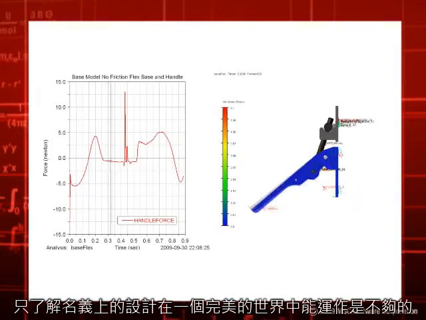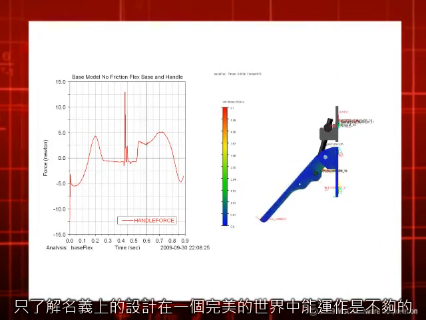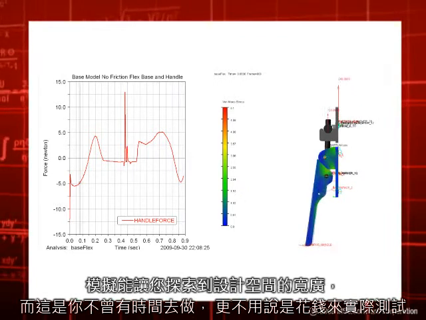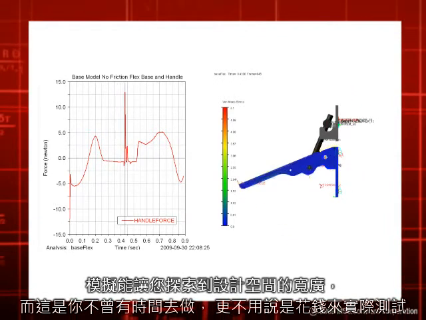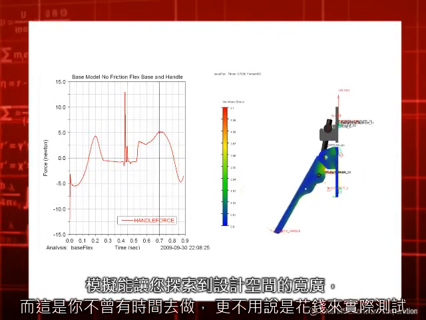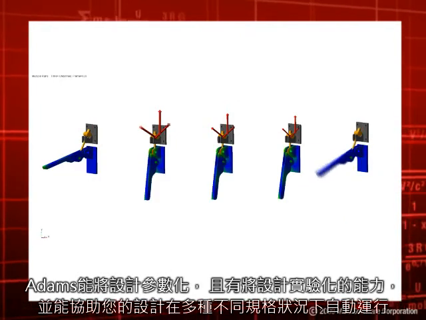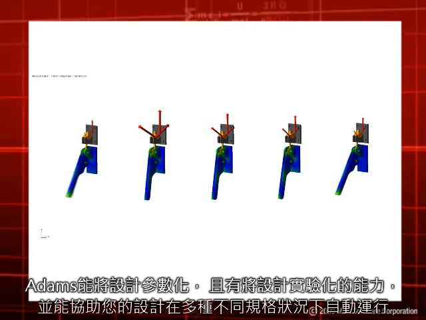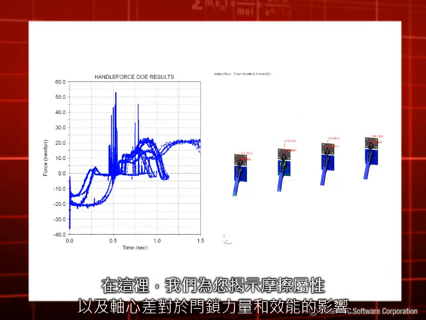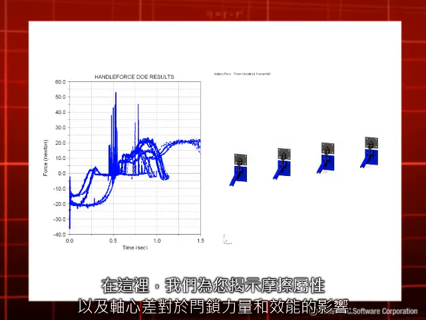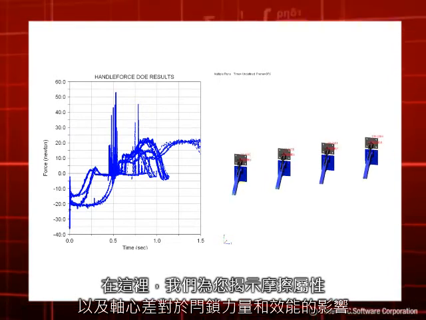It is not enough to understand how a nominal design in the perfect world may work. Simulation allows you to explore design space that you would never have the time, let alone money, to evaluate physically. Adams has parameterization and design of experiments capability to aid in running multiple configurations of your design automatically. Here we explore friction properties and misalignment effects on latching forces and capabilities.